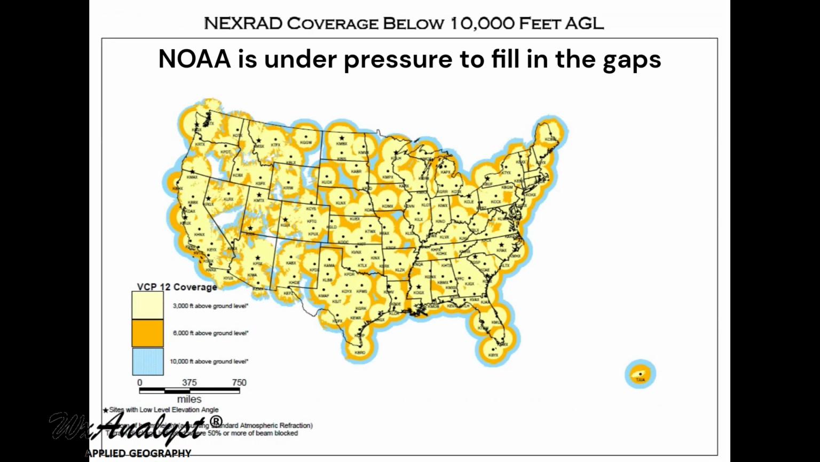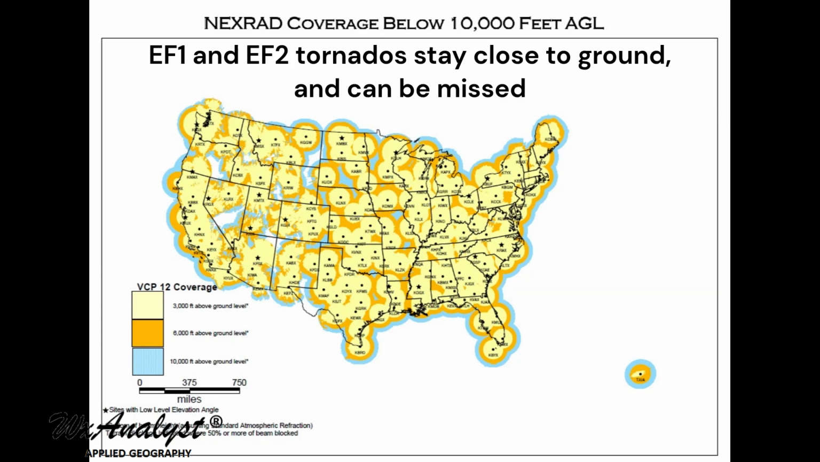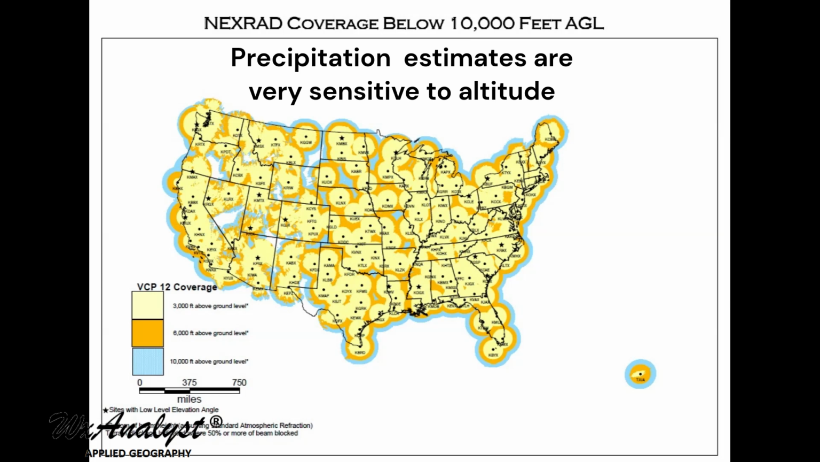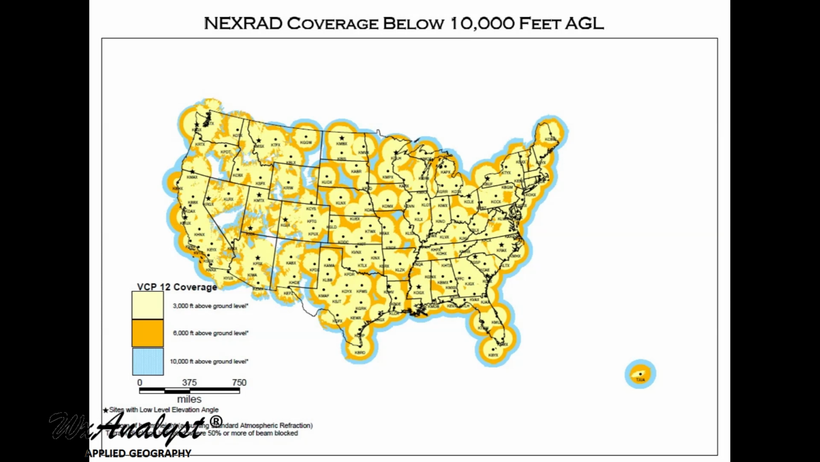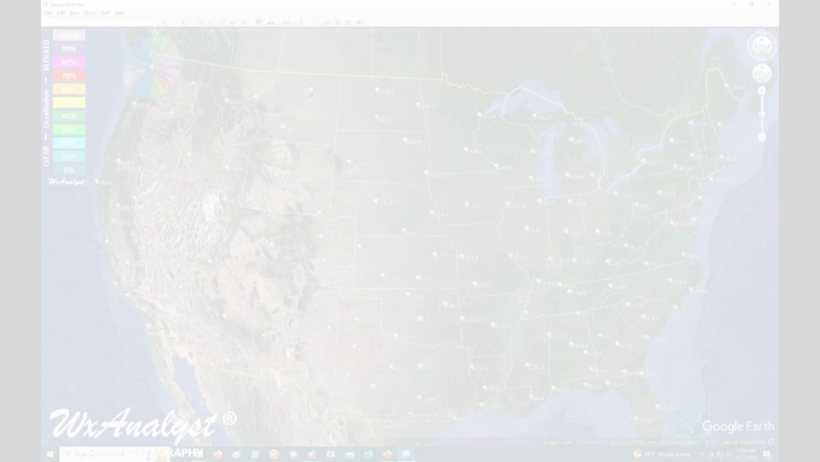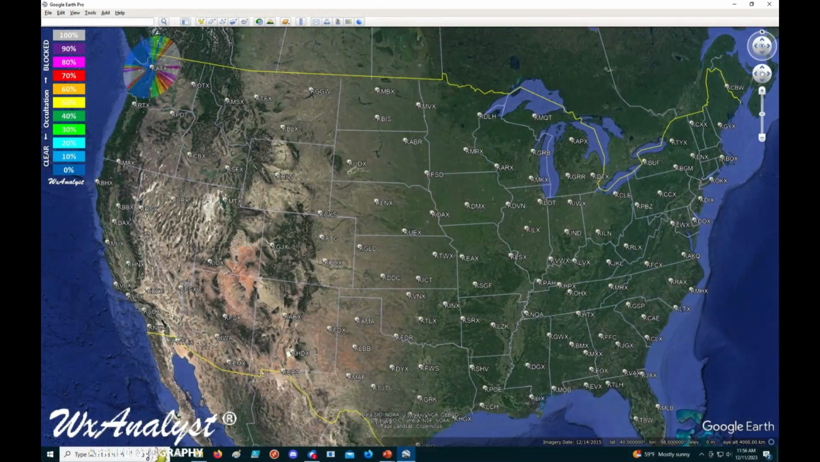NOAA has been under pressure to fill the gaps. The smaller F1 and F2 tornadoes stay close to the ground and can be missed. Radar precipitation estimates are also very sensitive to altitude. The Washington Post states that the National Weather Service is planning to lower the angles for 18 radars to close some of the gaps. So with your help, we will be able to update the NEXRAD index.